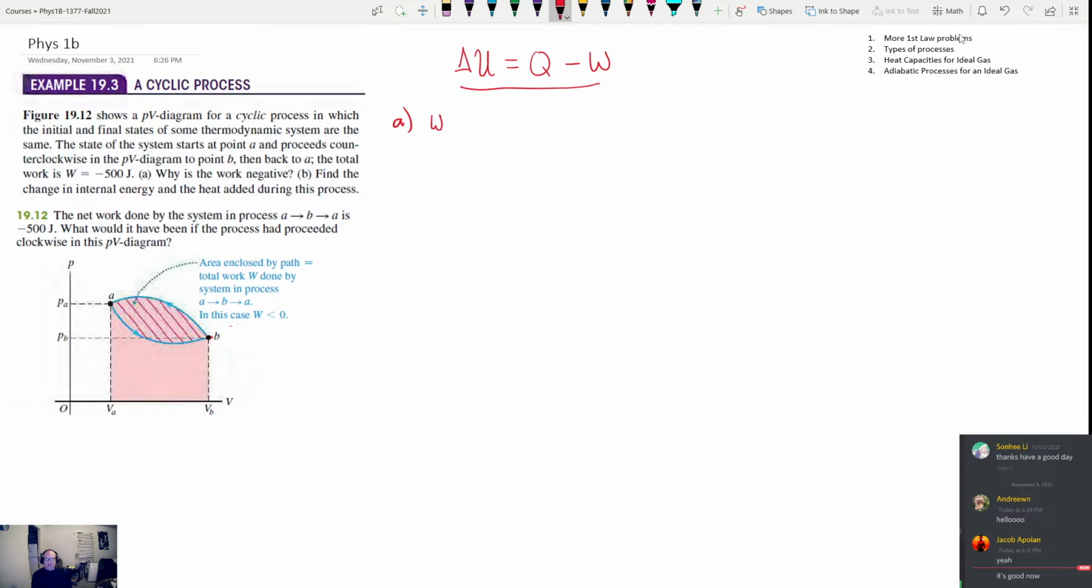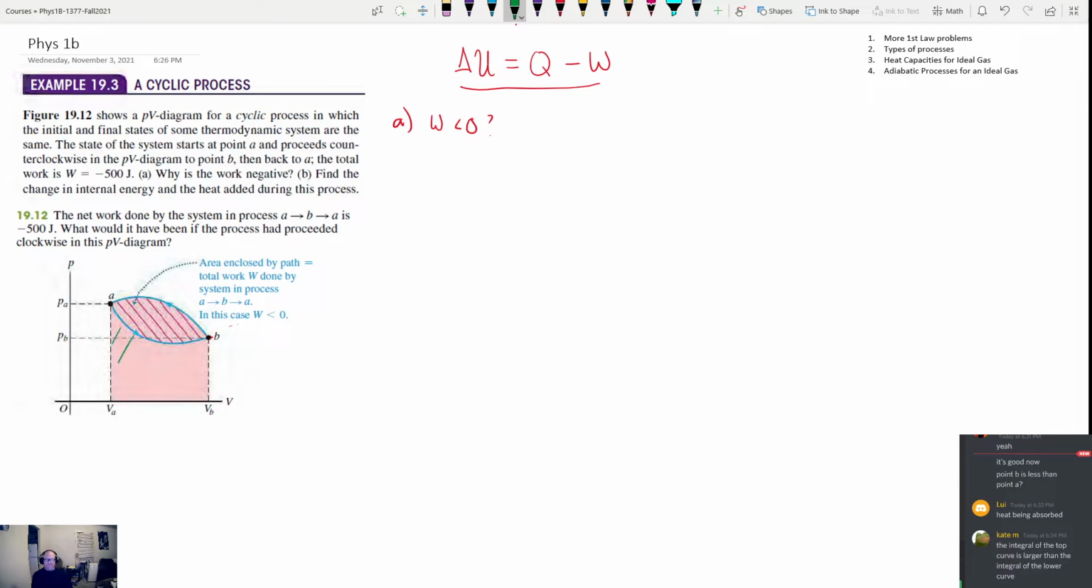The first question is, why is the work negative? So take a moment and look at the diagram. Why is the work negative? It's going counterclockwise, if that helps. No, I don't think that's the answer. Point B is less than point A. That's also not the answer. It's the area under A to B is less than the area from B to A. Something like that. Okay, so to find the work done, we have to find the area under the curve.